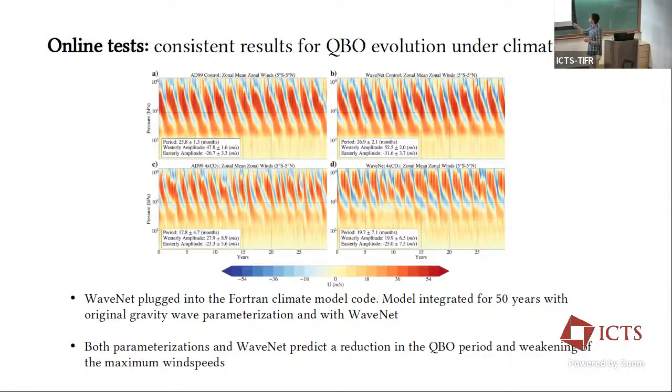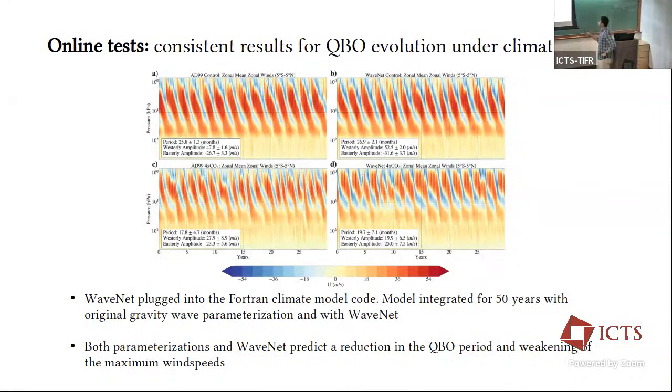So this is the control for parameterization. You get a QBO with a period of 25.8 months roughly with some error bars. And WaveNet generates a QBO with a period of roughly 27 months with some uncertainty. And now if you look at the 4 times CO2 scenario, the parameterization 8099 generates a faster QBO with a reduced period of roughly 18 months, plus or minus 5 months of uncertainty. WaveNet also simulates a QBO with roughly 20 months. So it reduces from roughly 27 months to 20 months with an error of 7 months roughly.